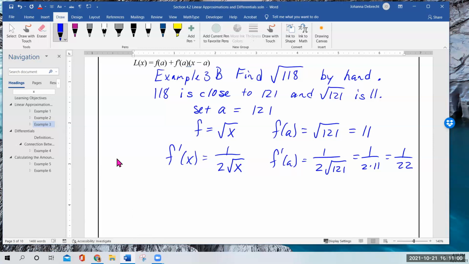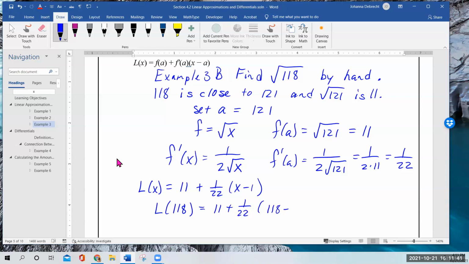What does this give me? It gives me L of x, the linear approximation function, which is just the tangent line, f of a, which is 11, plus f prime of a, which is 1 over 22 times x minus a. Now I want to use this to approximate the square root of 118. So I plug in 118 in place of x. Oops, somehow I got a 12 instead of a 22. This gives me 118 minus my a value.